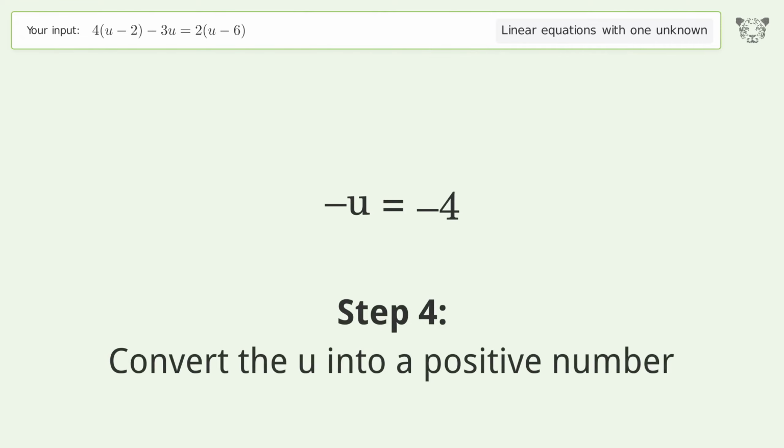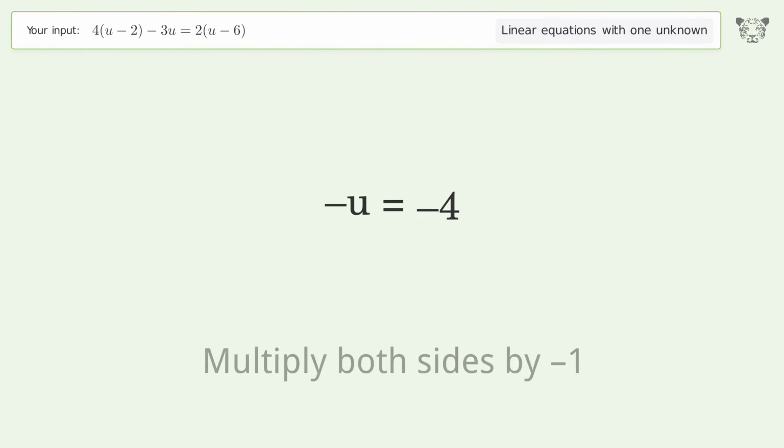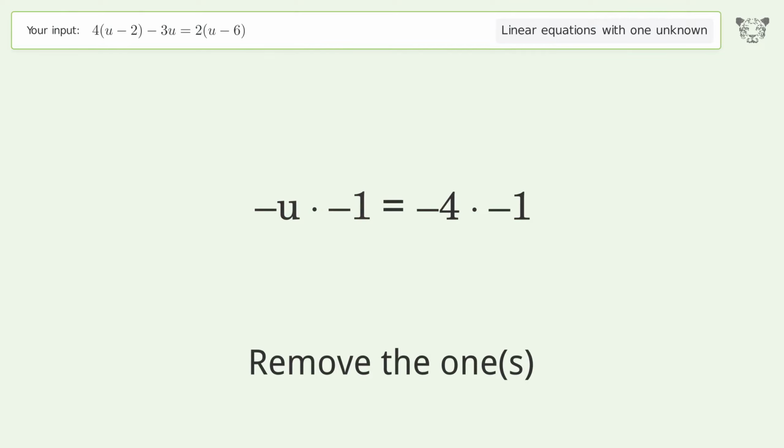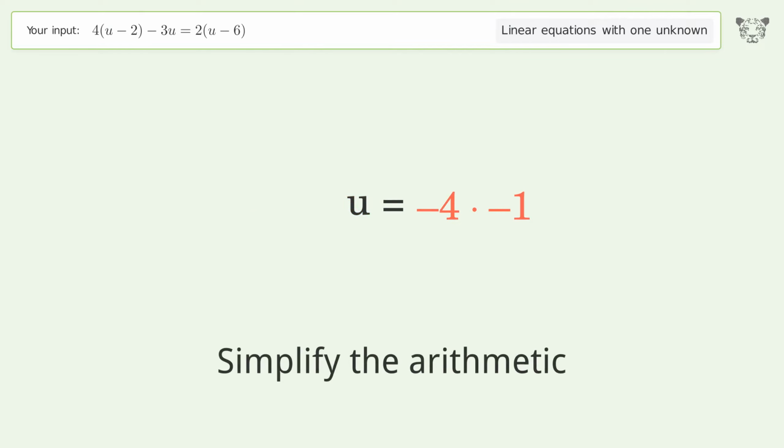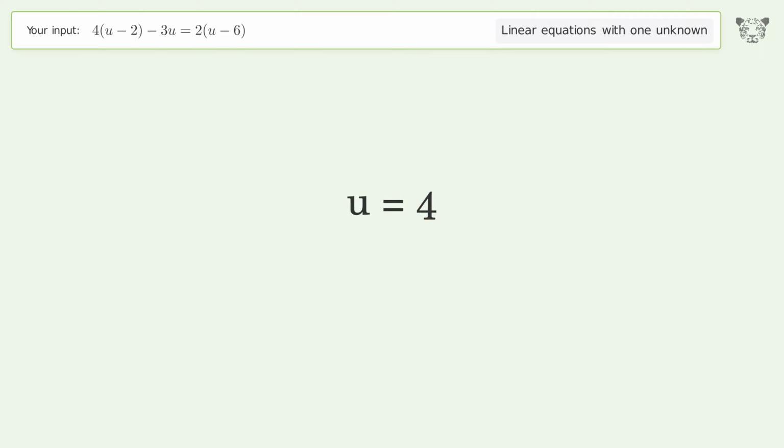Convert the u into a positive number. Multiply both sides by -1. Remove the ones. Simplify the arithmetic. And so the final result is u equals 4.